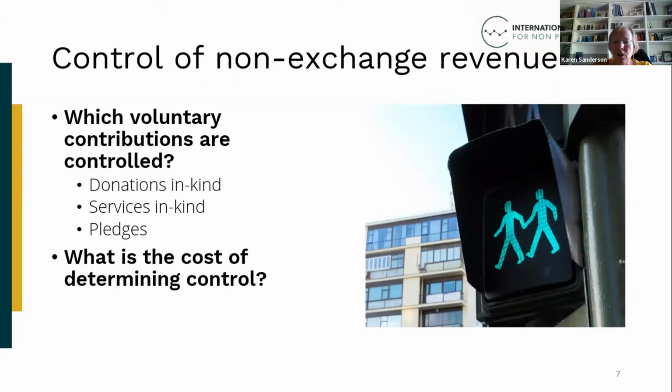The question of control also arises if a contribution is made through a pledge, particularly if the pledge is not binding on the person who's giving it. In other words, the donor could change its mind from the point in time that the pledge is made. In this situation, the NPO is not likely to control the asset. Control will pass at a later point in time, most likely when the asset has been received.